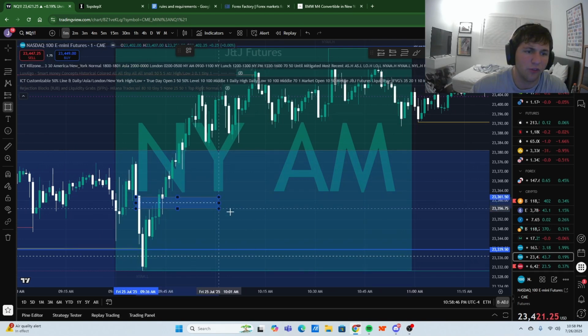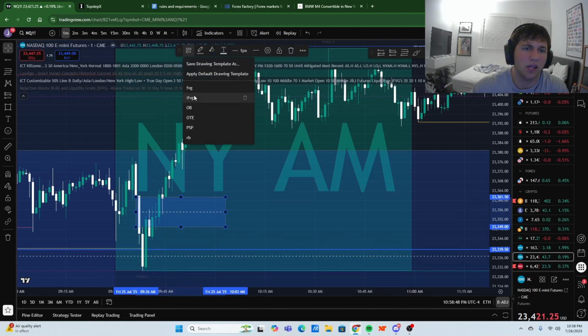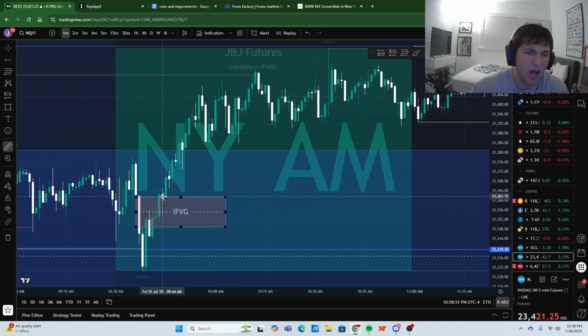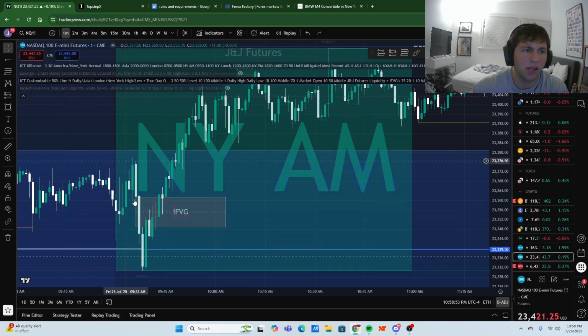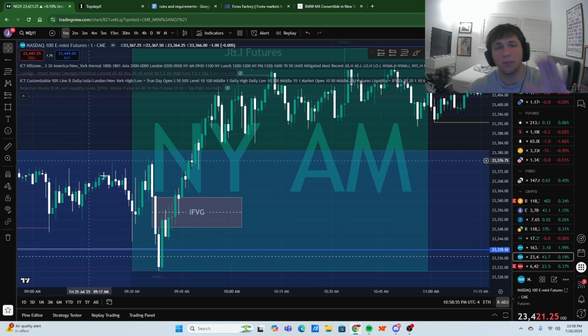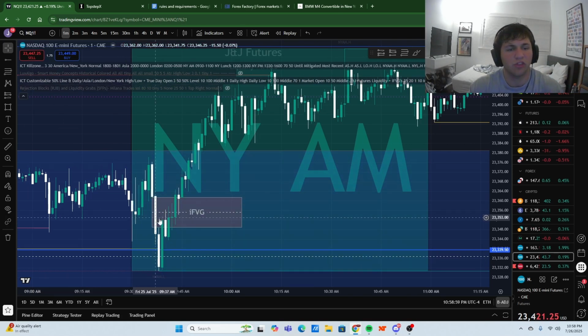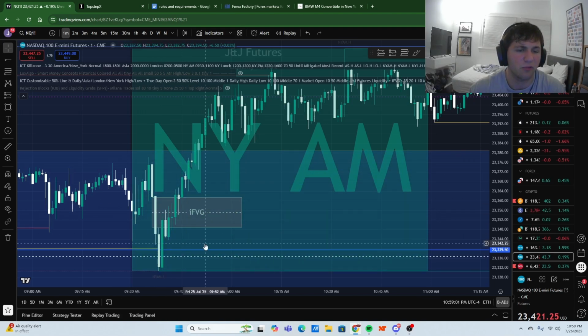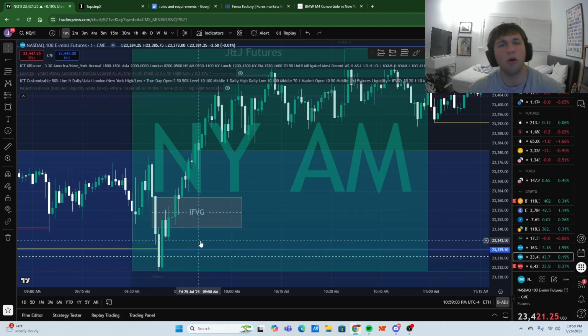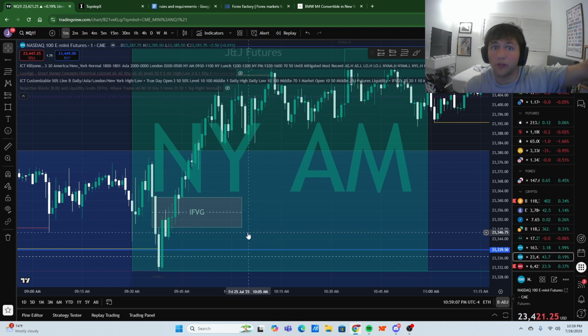How do I know which fair value gap to take as an inverse? Well, it comes down to a couple things. It comes down to size and placement. So I usually want it to be a singular fair value gap. That's what I mean by placement. If there's 3 30-second fair value gaps stacked on top of each other, I'm not going to want to wait for all three to inverse, and I'm definitely not going to just enter after the first one inverses because there's 2 fair value gaps above it.